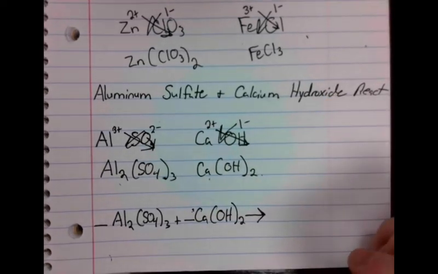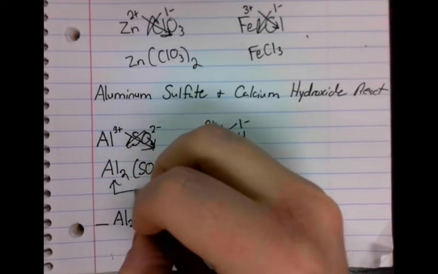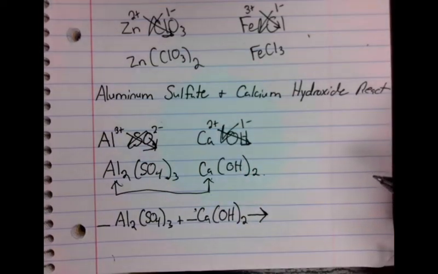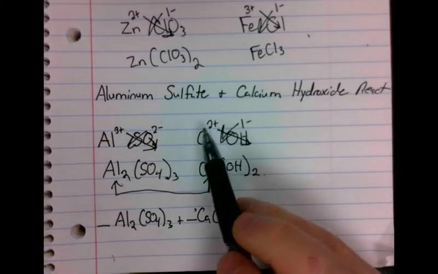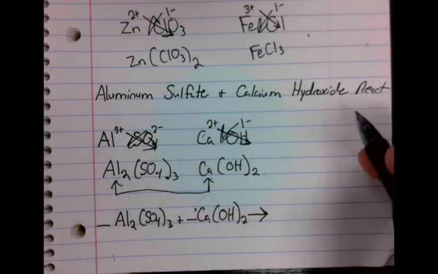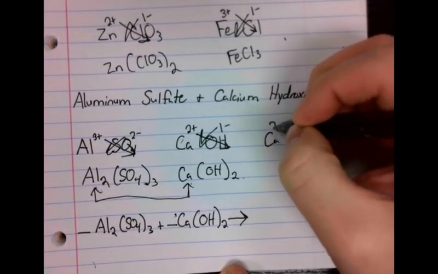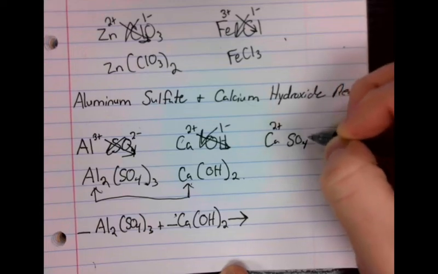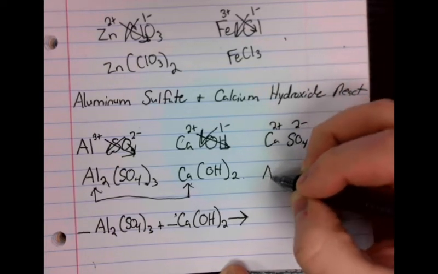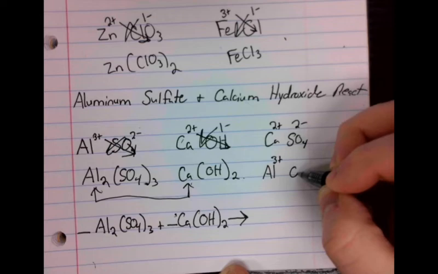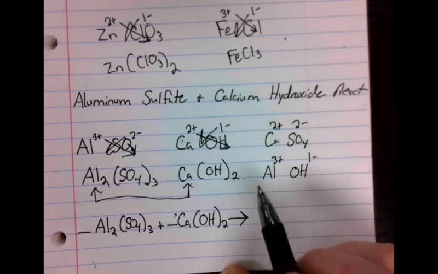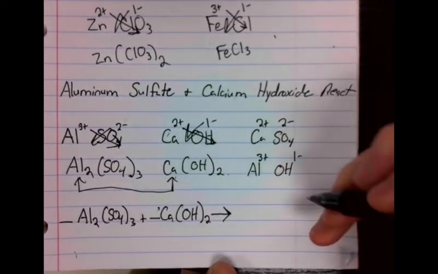But now we know what our positive pieces are and to swap them, but we also know all of the charges. So we're literally just going to flip the pieces but use all the same information we solved for over here. So now Ca, which was a 2+, is going to be with SO4, which was a 2-. And now Al, which was a 3+, is going to be with OH, which was a 1-. We didn't have to re-look up anything. We already figured it out on the other side.